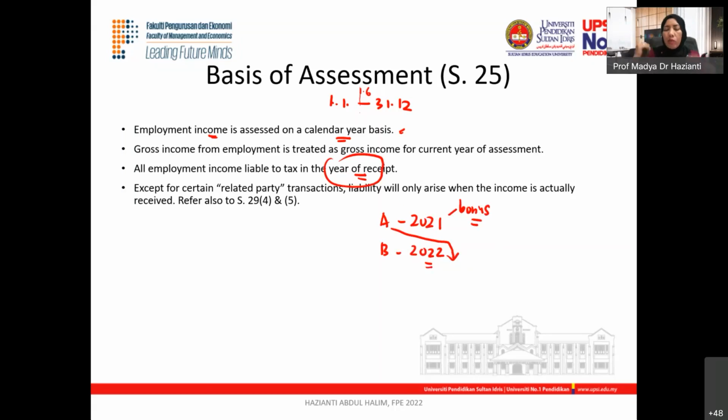It's different from accounting. So if you have accounting knowledge, this is a bit different. It is cash basis, not accrual basis. So can you understand, whenever you get that payment or that income, even though the income belongs to last year or previous years, you will be taxed in the year of receipt. The year you receive it. Except for certain RPT, related party transactions. Okay, this one we won't touch.